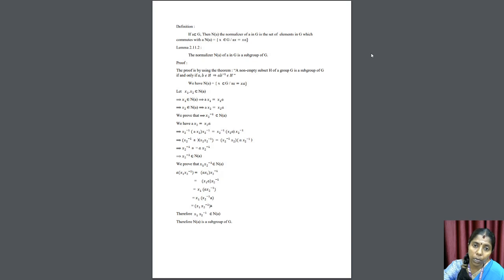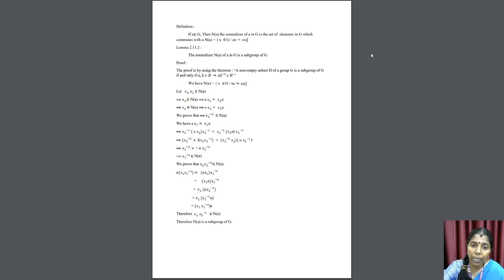Okay, we have N of A equals, by definition, the set of all elements X belongs to G such that Ax equals XA. Now we take two elements from N of A. x1 belongs to N of A, this implies Ax1 equals x1A. x2 belongs to N of A, this implies Ax2 equals x2A. We prove that x2 inverse belongs to N of A. The inverse of the element belongs to N of A, we must prove.